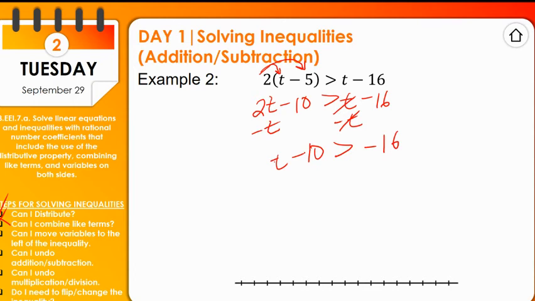So again, move variables to the left of the inequality. Can I undo addition and subtraction? Yes. I have a negative 10. I want to add 10 to both sides. When my values cancel, positive and negative 10 leave me with t is greater than negative 6.